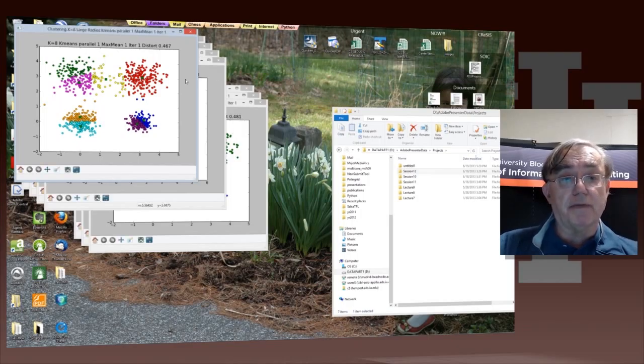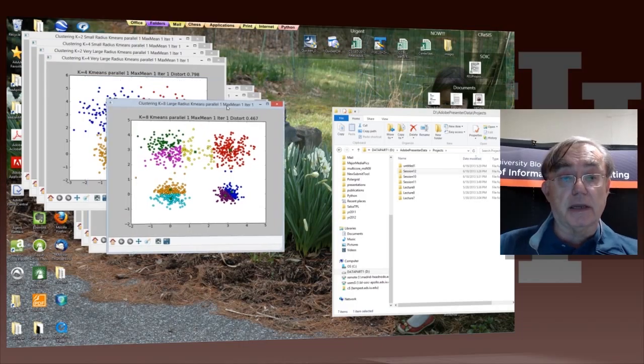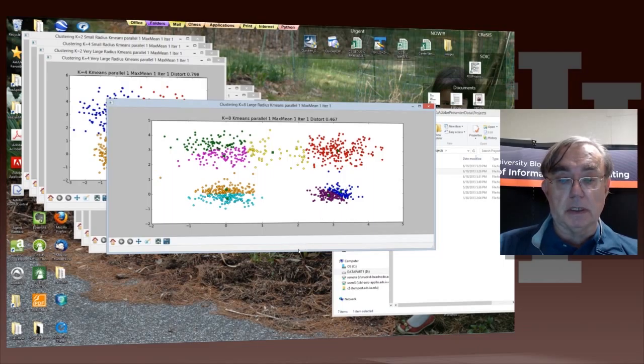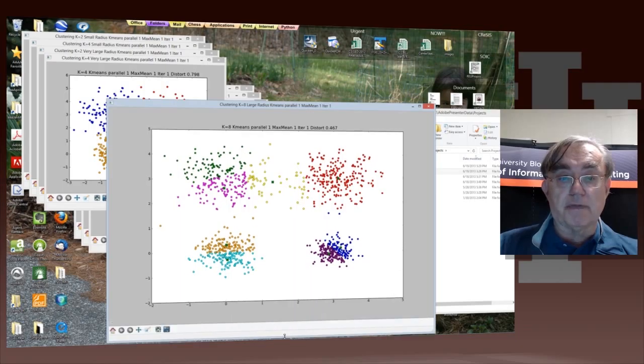Let's just see what we have. This we ran with iterations 1. So this is actually trying to get funny answers. And maybe we can make this a little bigger so you can see what's going on here. So here we have k equals 8. Parallelism of 1, everything is parallelism of 1 here. Max mean of 1, so we're using the mean distortion as the criteria, with 1 iteration.